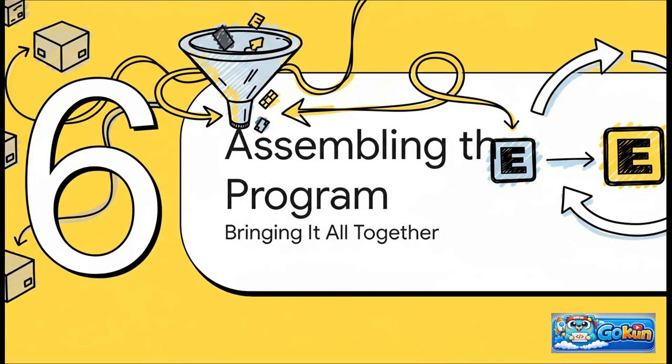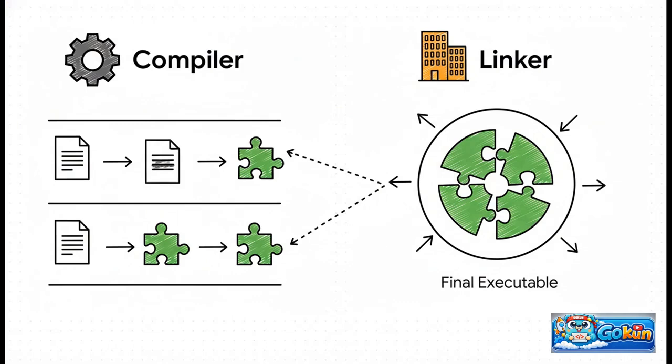Okay, let's just zoom out one last time to see how the linker fits into the entire build process, especially when you're dealing with a real-world program with lots of packages and dependencies. This slide really shows the different scopes of the compiler and the linker. The compiler is a specialist. It works in isolation, one package at a time. It compiles your main package into an object file, main.o, and then it separately compiles the fmt package into fmt.o. They don't know about each other.